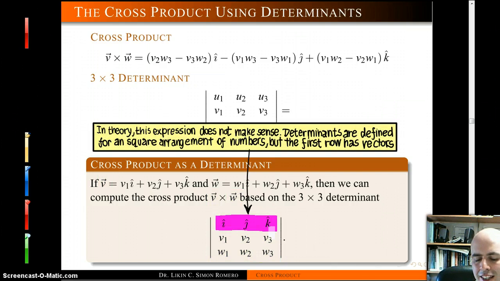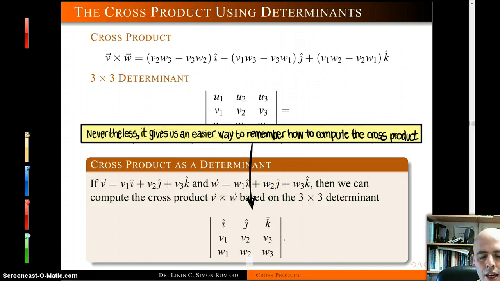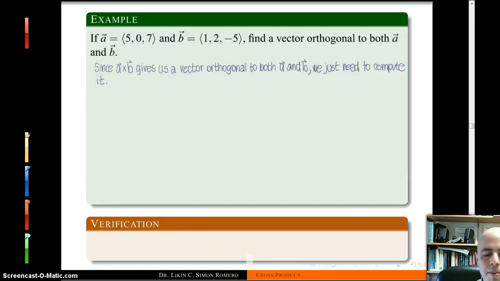In theory, this expression is not technically correct. It doesn't make sense because i, j, and k are vectors, and if you remember, I told you that the determinant is an operation defined on a square arrangement of numbers, but we use it because it's very helpful. It gives us an easier way to remember how to compute the cross product. Let me give you an example.